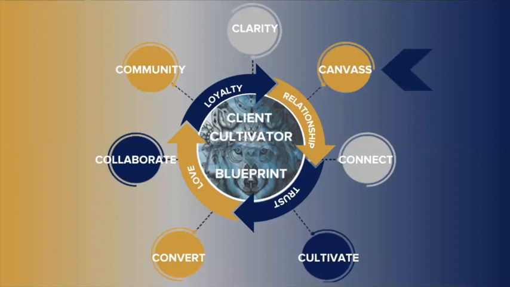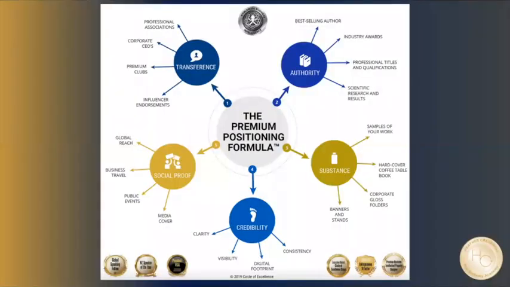So that is the first element of clarity in the Client Cultivator Blueprint. And I'm just going to start the conversation now in terms of canvassing, and I will unpack that in more depth in our next webinar, which is going to be happening on Wednesday in 2 weeks' time. But the very first element in terms of canvassing your clients is getting your positioning sorted out.